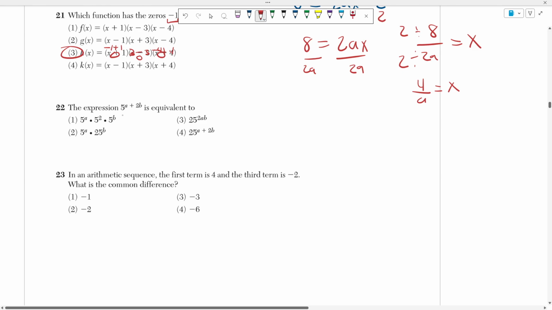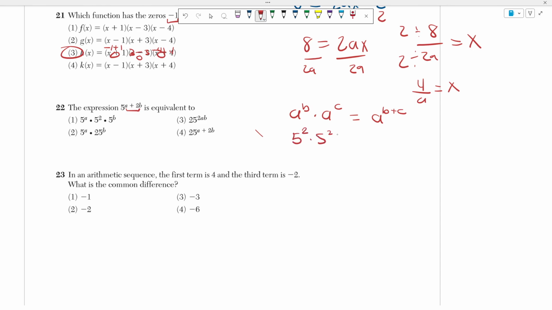22 asks us to simplify, or rewrite, 5 to the power of a plus 2b, right? So for this, you need to know two rules. The first rule is that a to the power of b times a to the power of c is equal to a to the power of b plus c. In other words, 5 squared times 5 squared is equal to 5 to the power of 4, or 5 to the power of 2 plus 2, right? Whenever you have the same base, all you can do is add the exponents together, which makes sense, right? Let's say you have 5 squared times 5 squared.